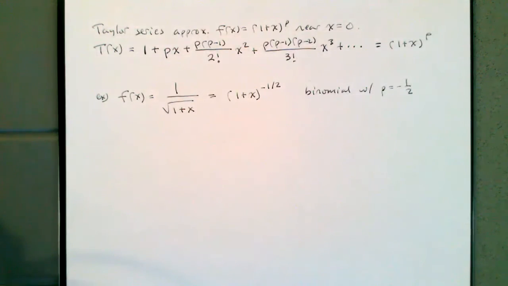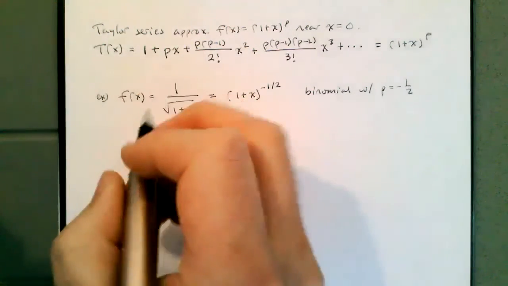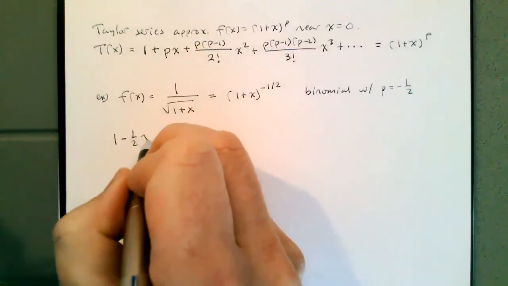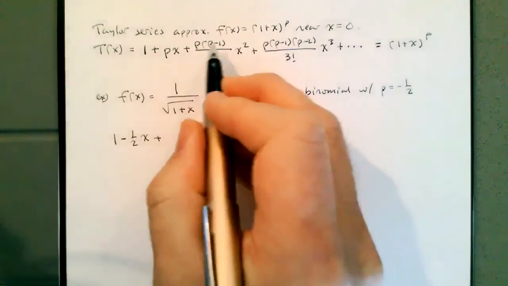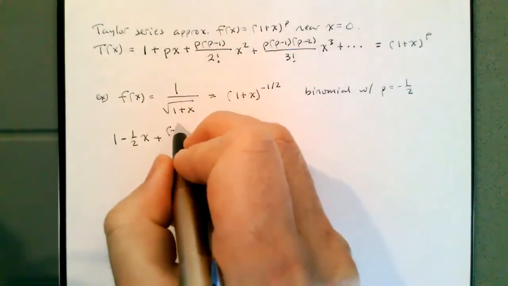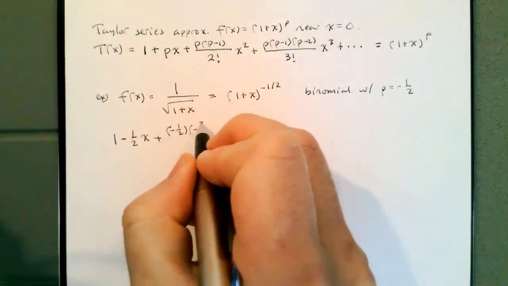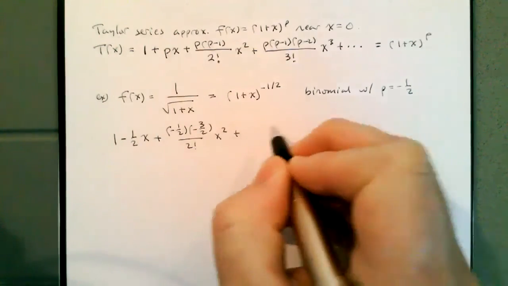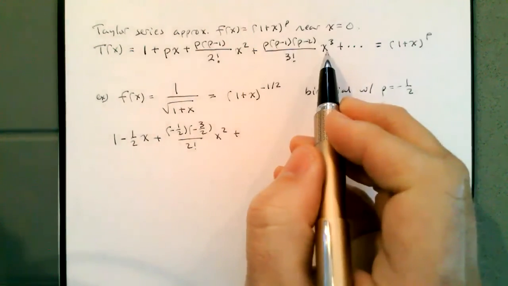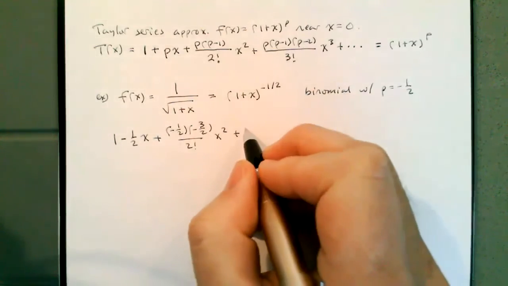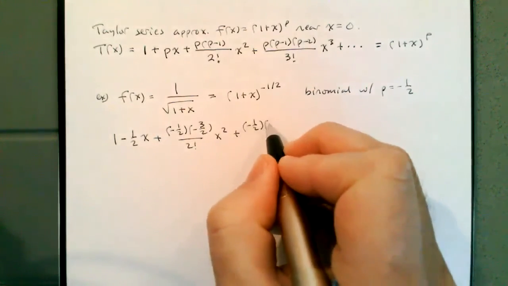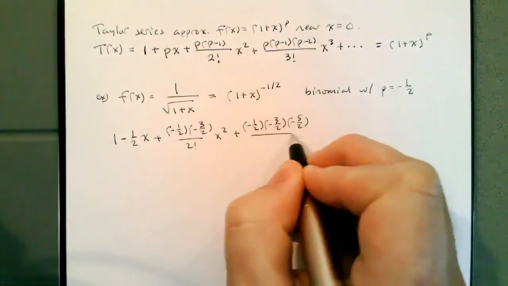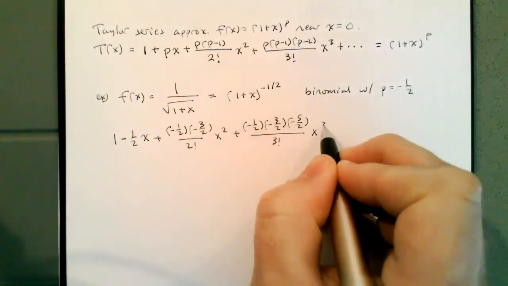So let's build the Taylor series. First term is just going to be 1. P is negative 1/2. Then I do p times p minus 1. So I do negative 1/2 times negative 3/2 over 2 factorial x squared. The third degree term is going to be p minus 1 times p minus 2. So negative 1/2, negative 3/2, negative 5/2 over 3 factorial x cubed.